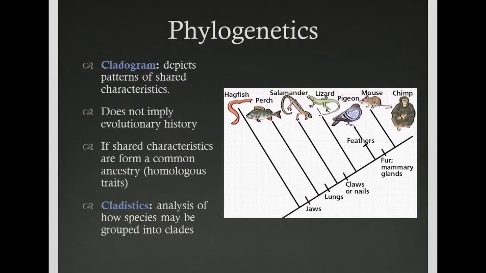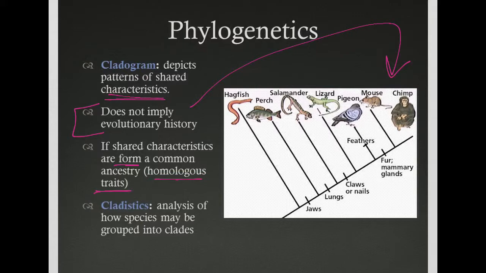So a cladogram is going to be sort of one of these trees that depicts the patterns of shared characteristics. That's what we're going to be looking at. So this does not imply an exact evolutionary history. For example, at the one we're looking at, this does not mean that the chimp's closest relative ever is a mouse. It just depends on what I am considering, what organisms I happen to be looking at in this particular grouping.